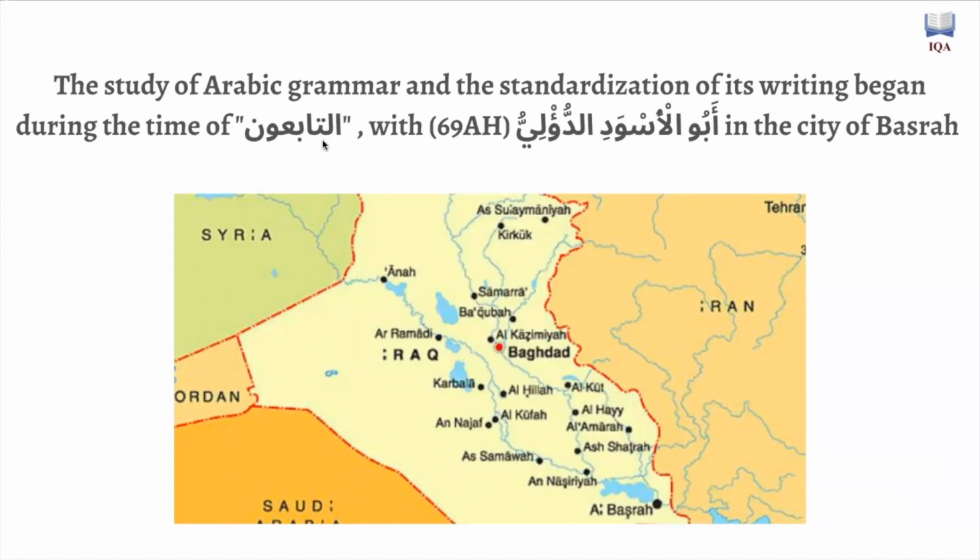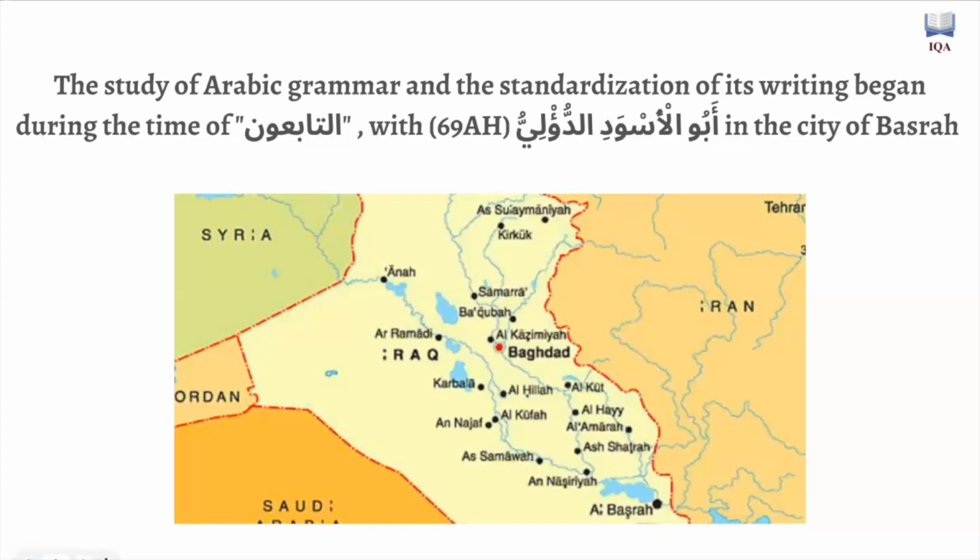So the second generation of Muslims, with people like Abu Aswad al-Du'ali in the city of Basra, this is when we start seeing the study of the Arabic language in terms of its theory, it being codified, the writing system being standardized and things being added to it. Scholars like Abu Aswad al-Du'ali and other scholars that we're going to talk about started with the command of certain Islamic leaders.